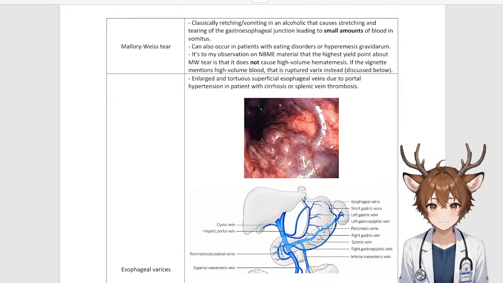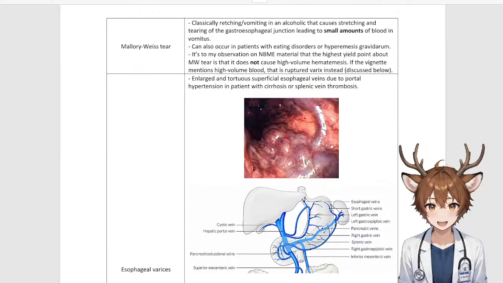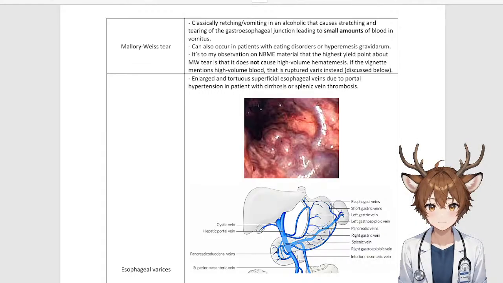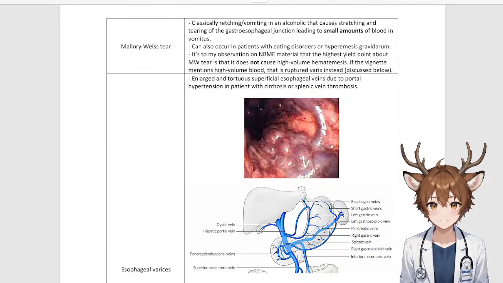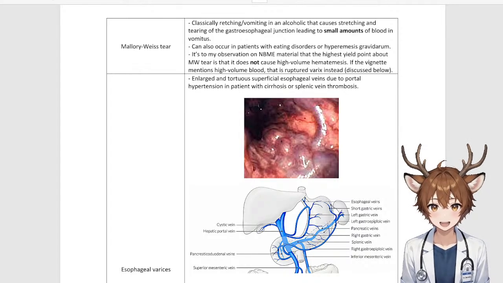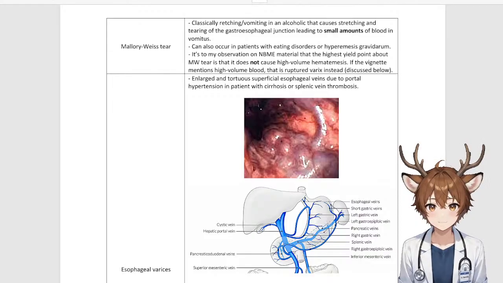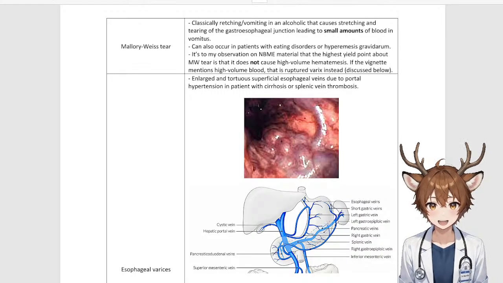Mallory-Weiss tear. Classically, retching or vomiting in an alcoholic that causes stretching and tearing of the gastroesophageal junction, leading to small amounts of blood in the vomitus. Can also occur in patients with eating disorders or hyperemesis gravidarum.